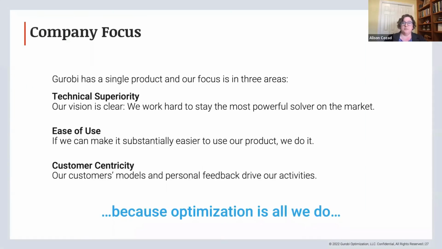So if we look at company focus, from the Gurobi perspective, optimization is all we do. We have a single product and we focus in 3 main areas. One is remaining the most powerful solver on the market, so having technical superiority. The next one, and this kind of ties back to the productivity tools and the model analysis tools that we discussed, is that if we have a way to make it substantially easier for our users to use our product, we do that. We want you to have an easy time using Gurobi.